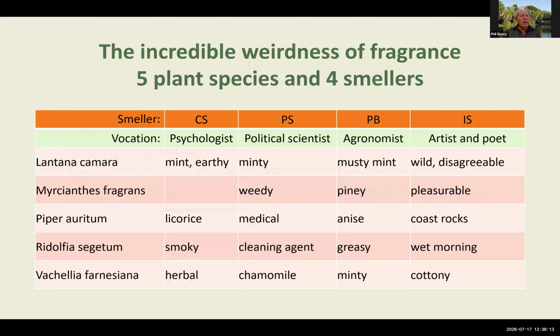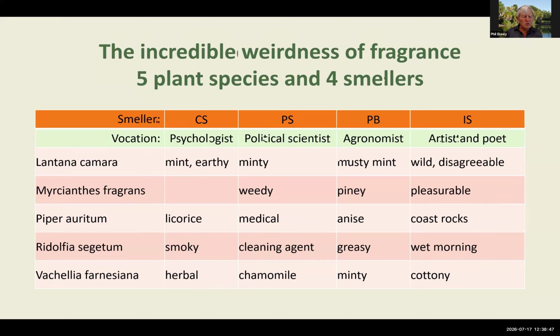Here's an example of a test of 4 different subjects as to the smell of 5 different species of plants. And you notice that we could describe the smell of these 5 different plants, but no 2 people are going to come up with the same answer. And people are very suggestible. I've done this with my students: one person will say the Piper auritum smells like anise, and everyone else is going to say anise.